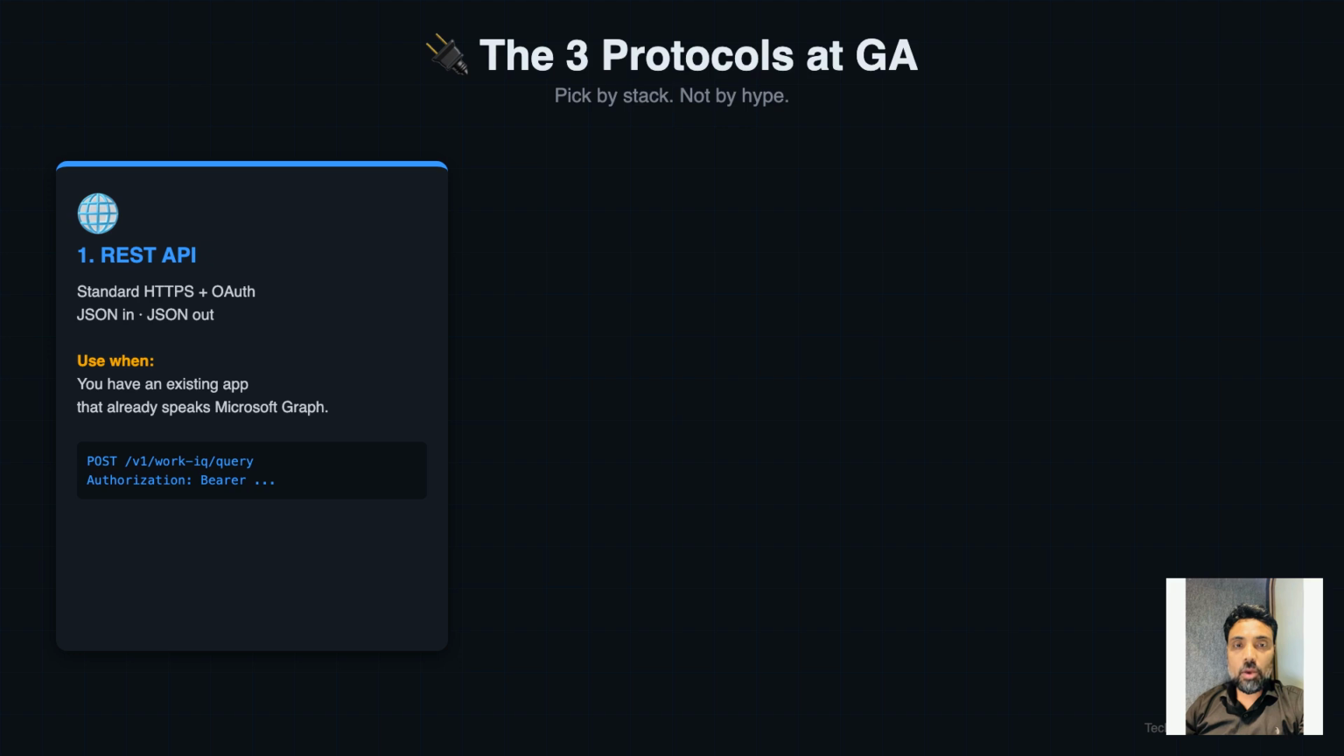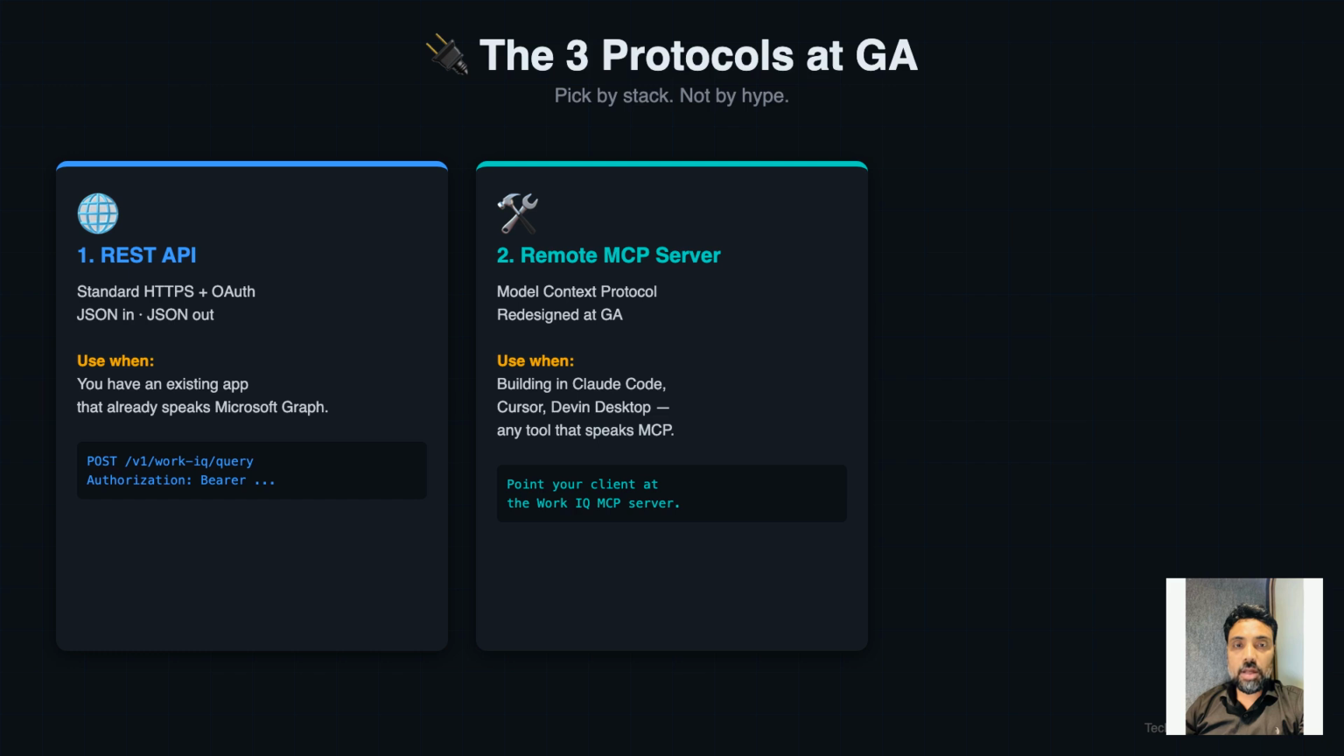Number 2, remote MCP server. Microsoft is shipping a model context protocol server for Work IQ. This is for tool-style access. If you are building agents in Claude Code, Cursor, Devin Desktop, or any other tool that speaks MCP, you point it at the Work IQ MCP server, and the agent gets a clean catalog of Work IQ tools to use.